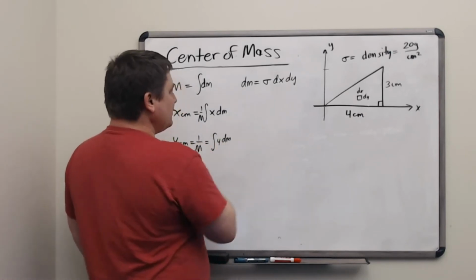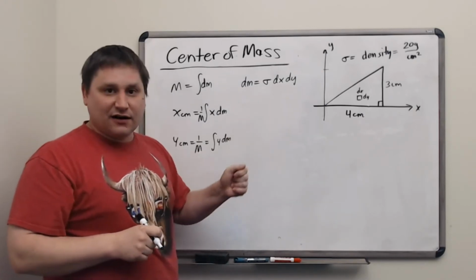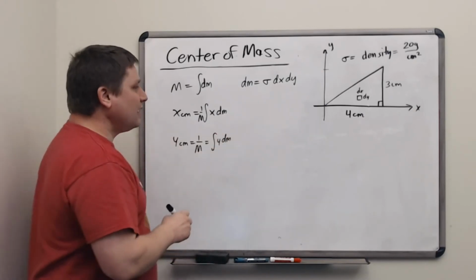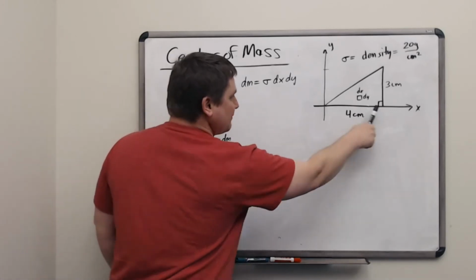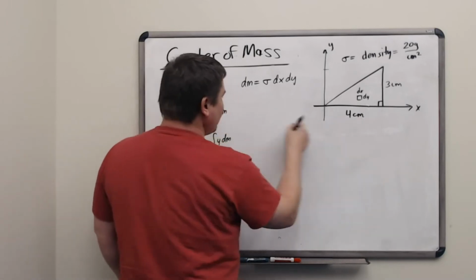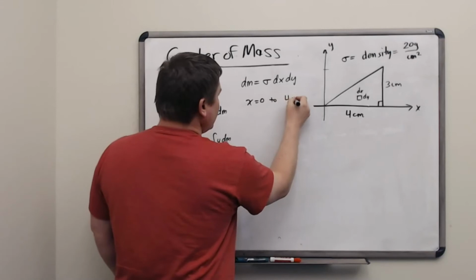So that's what we're going to use for dm, and it tells us that we're going to need to talk about x and y limits on our integrals. We'll have a double integral. So then our next step is to think about those limits. For x, it's pretty simple. We can just say x goes from 0 to 4 centimeters.